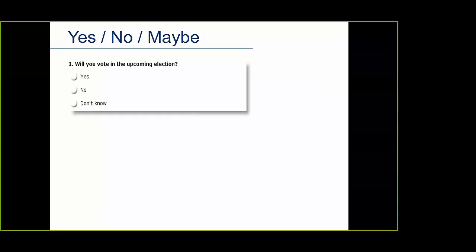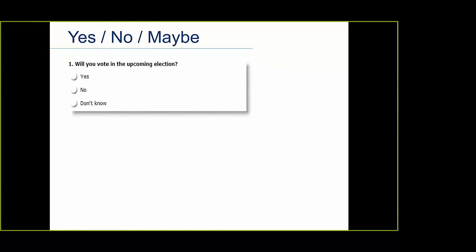Let me give you a sense of what I mean. You may have a question in your survey that looks something like this: Will you vote in the upcoming election? Yes, no, don't know. This is a single choice, or single punch, question because I can't choose yes and no. Well, what is this going to look like in the data when I download it?